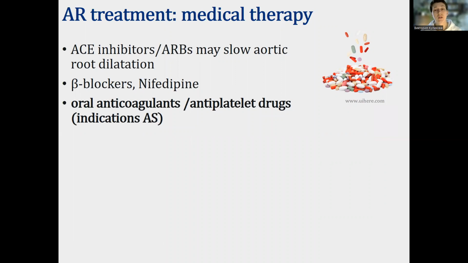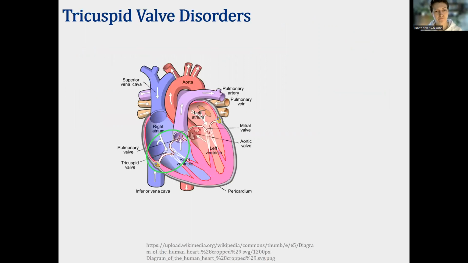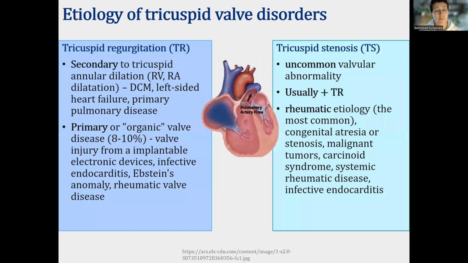Medical therapy of aortic regurgitation includes ACE inhibitors that may slow aortic root dilatation, and low doses of beta blockers. Indications for oral anticoagulants or antiplatelet drugs we discussed before. Now let me speak about tricuspid valve disorders. A few words about etiology.